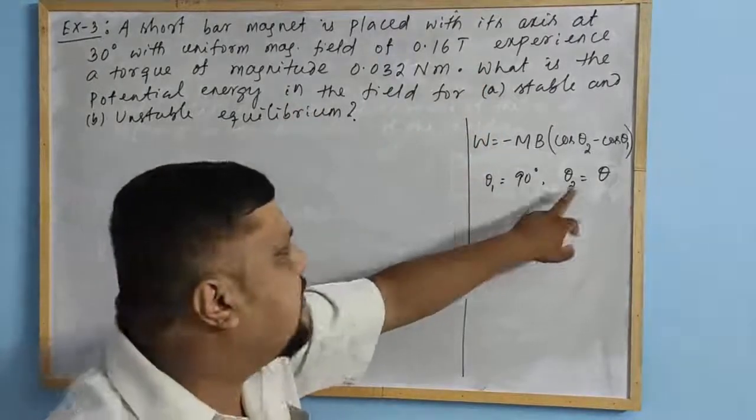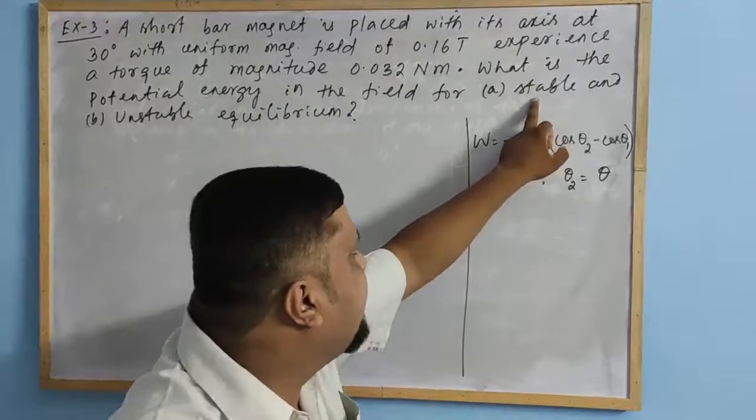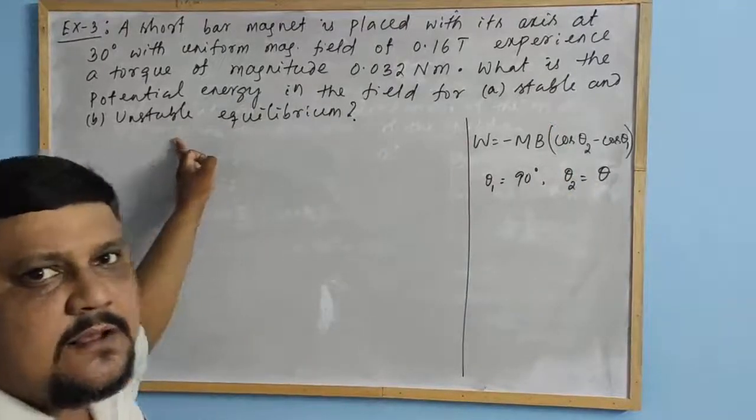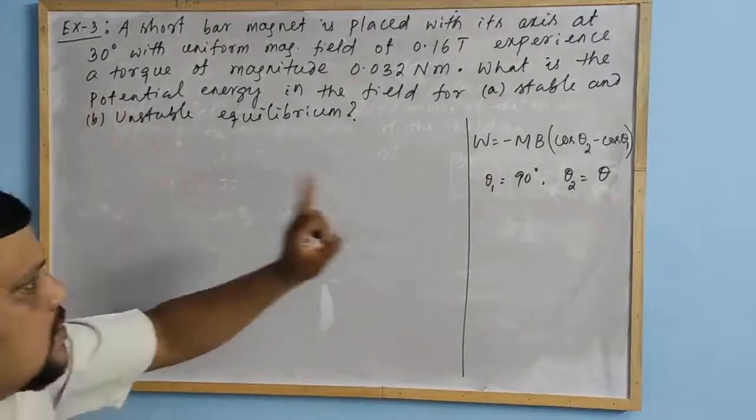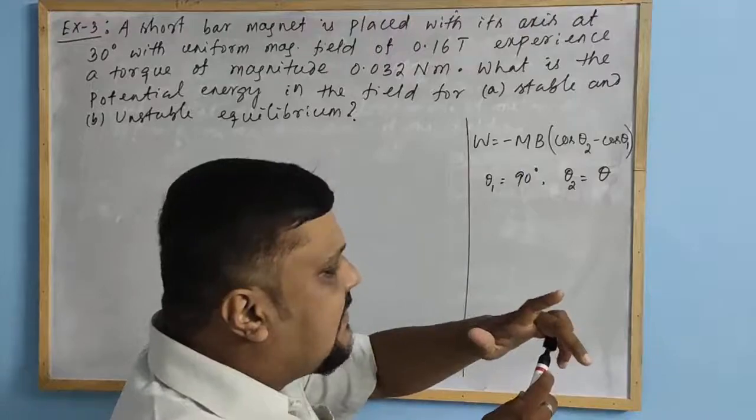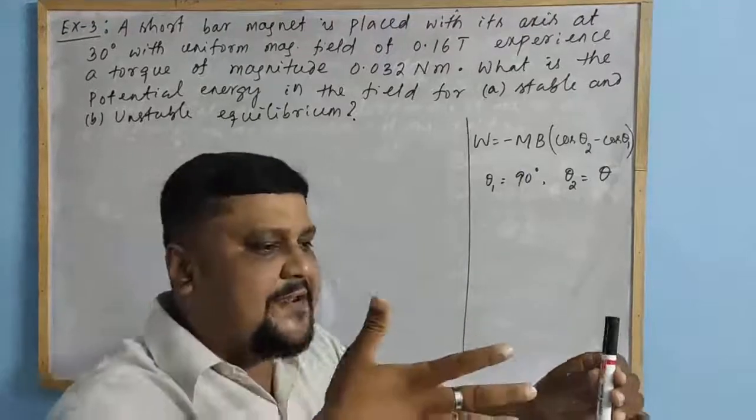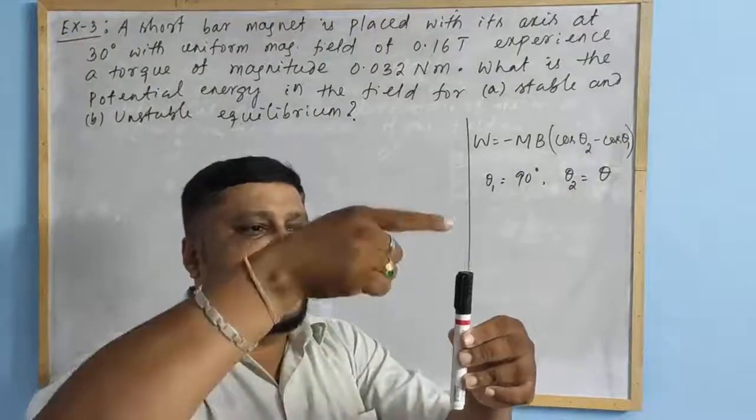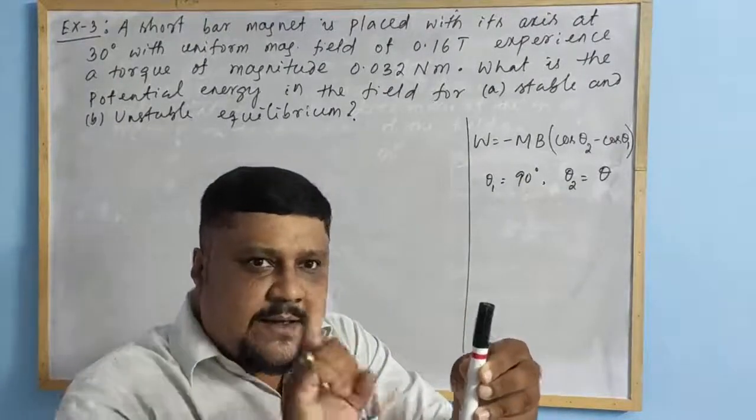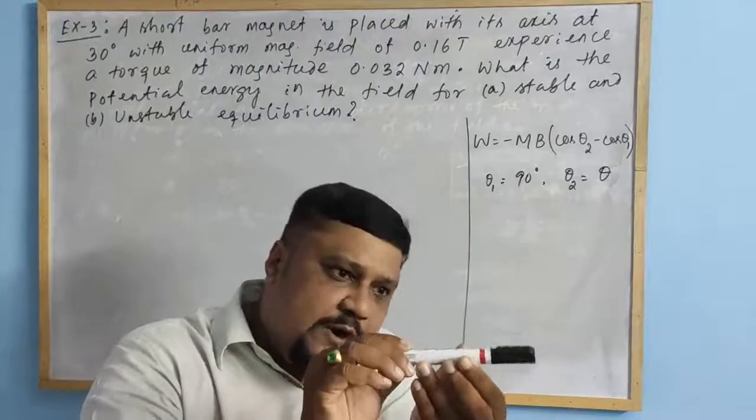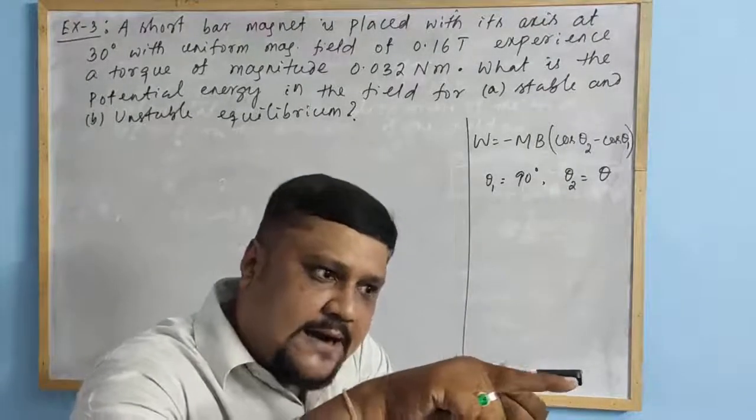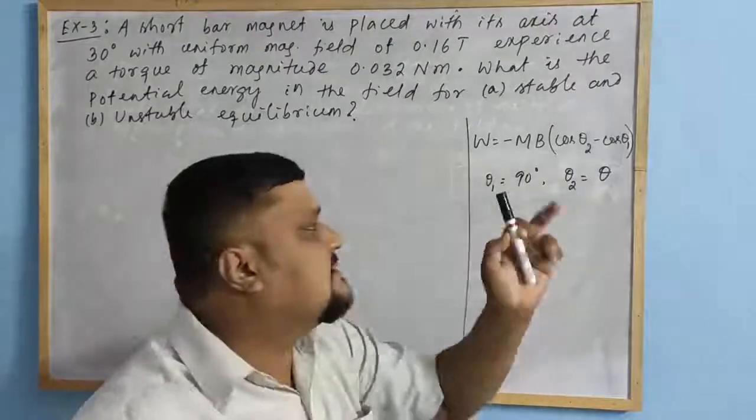For theta 2 equal to 0, it is a stable equilibrium. Theta 2 equal to 180 is an unstable equilibrium. So the point is that theta 1 must be at 90, meaning the dipole moment is perpendicular to the magnetic field initially. If it rotates to 0 degrees, the dipole moment and the magnetic field are along each other, it is stable. If it is opposite, it is unstable.